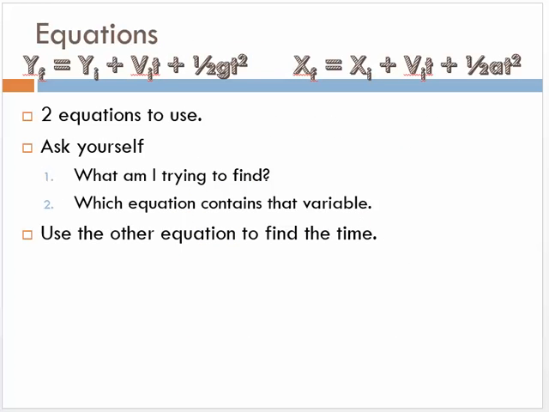All right, these are the two equations you're going to be using with projectile motion. These are yf equals yi plus vit plus 1/2 gt squared, because it's gravity that's pulling on it. And then the exact same equation using x's and a's.